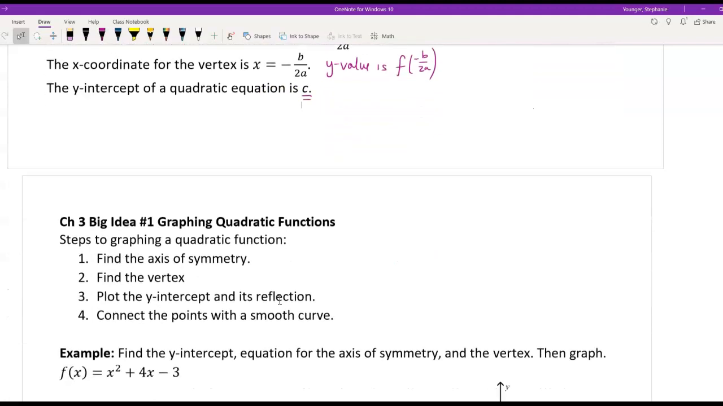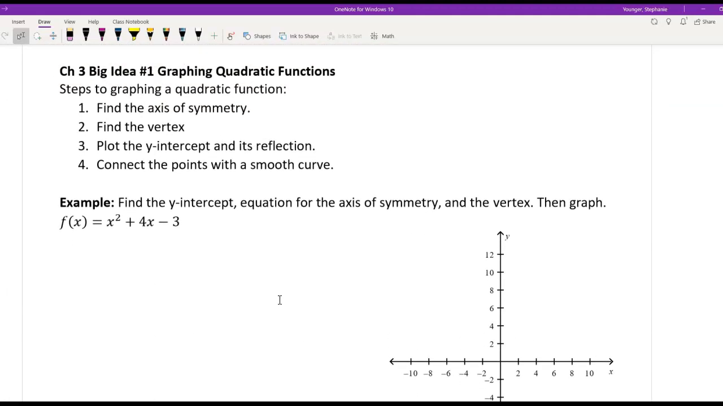Using that information, let's graph the following quadratic function. First, find the axis of symmetry, then find the vertex, then plot the y-intercept and its reflection, and connect the points with a smooth curve. What I really like to do every single time I have a quadratic is label what my A is, what my B is, and what my C is. Remember, it is ax squared plus bx plus c.